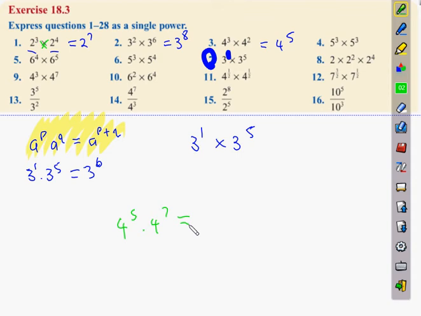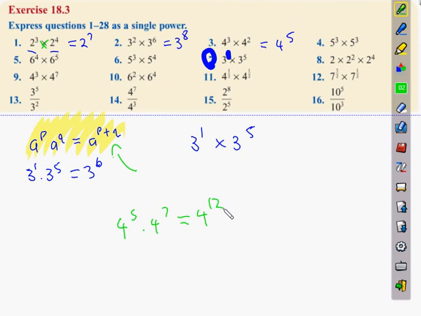If I was to ask you using this formula here in the corner, what's the A value? Yeah, A value is the big number. 4. What's the P value? 5. And the Q value? 7. And what's P plus Q? 5 plus 7. Which is 12. Everybody get it? Okay, we're good.